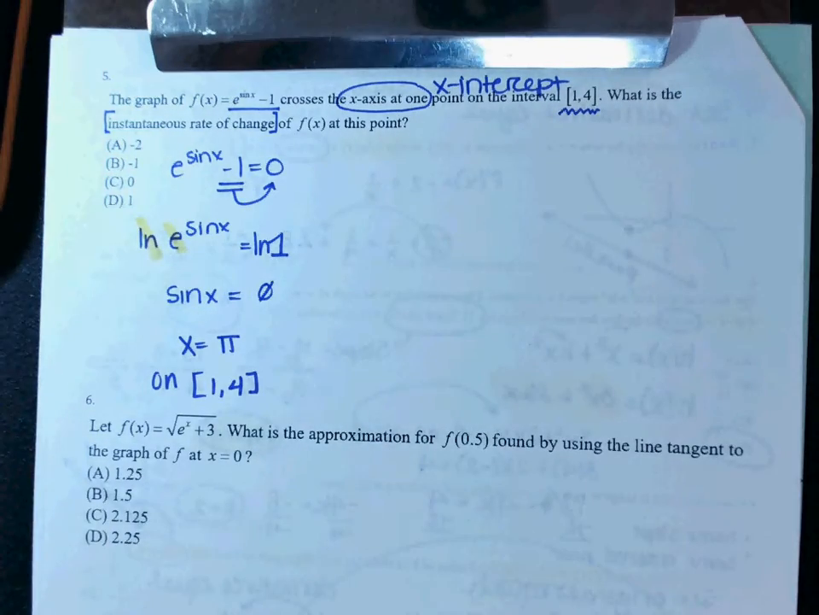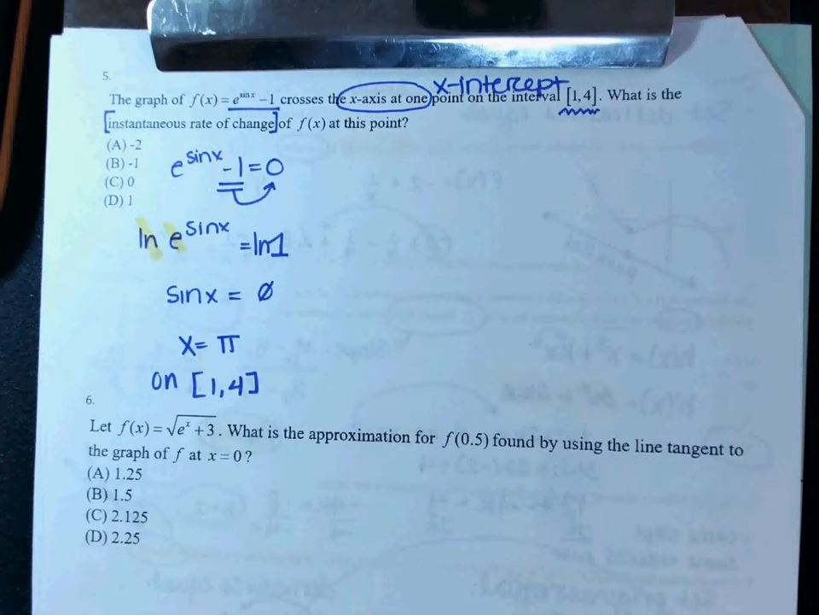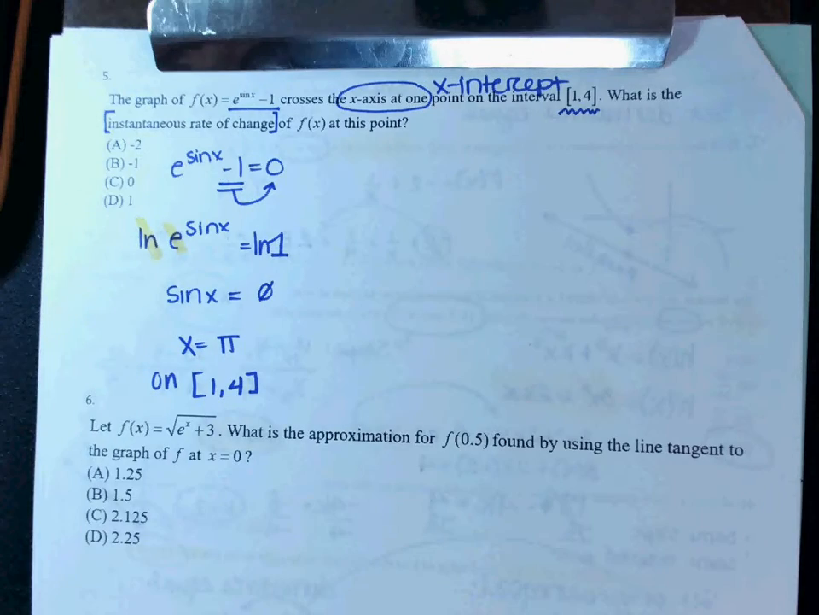Okay, so from here, what are you going to do? Find the instantaneous rate of change, which is a derivative, then plug in pi. So I'll give you a second to do that.